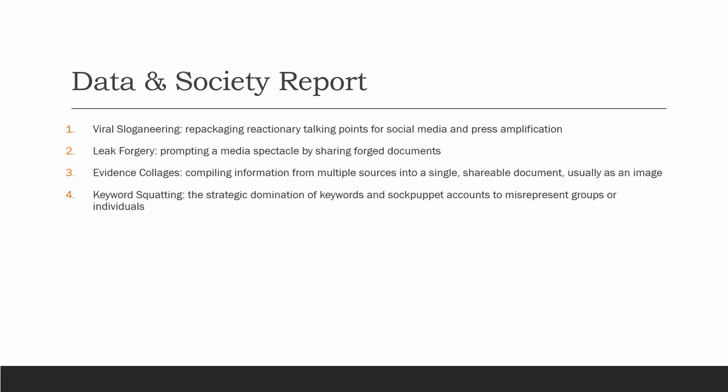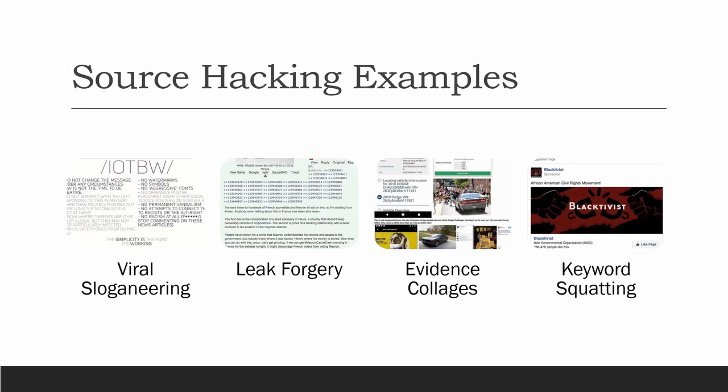The Data and Society report on source hacking by Joan Donovan and Brian Friedberg identifies four varieties: viral sloganeering, leak forgery, evidence collages, and keyword squatting, as well as examples of each, such as "It's okay to be white," an intentionally inoffensive slogan picked and spread by white supremacists, or this Blacktivist Facebook page run by the Russian Internet Research Agency.